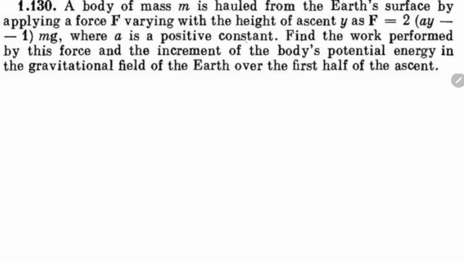So we are dealing with the 12th problem in this series, and the problem number is 1.130. The problem states: a body of mass m is pulled upward from the earth's surface by applying a force F varying with the height of ascent y, as F equals 2(ay minus 1)mg, where a is a positive constant. Find the work performed by this force and the increment of the body's potential energy in the gravitational field of the earth over the first half of the ascent.